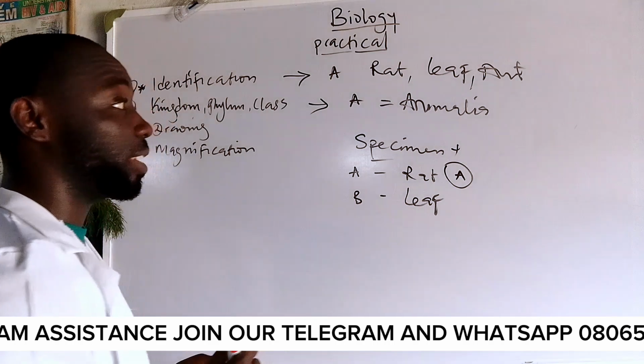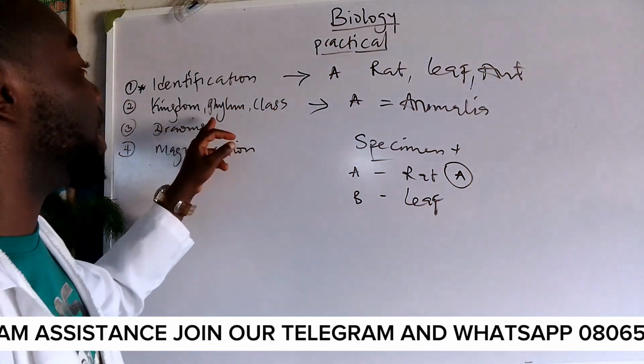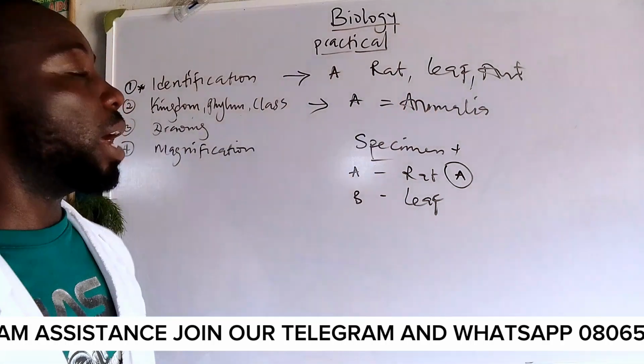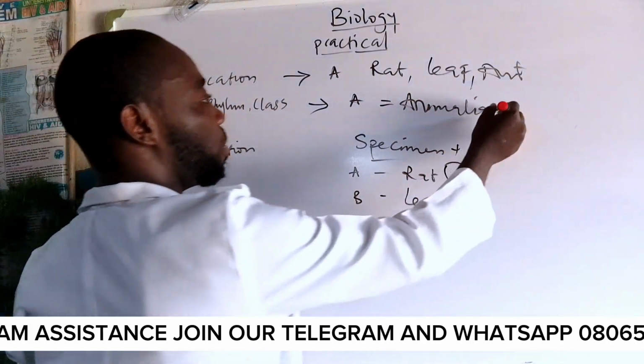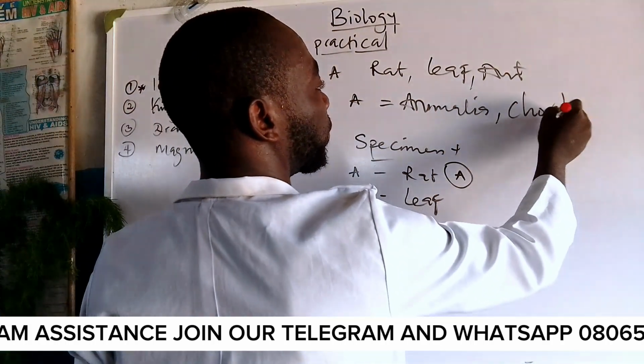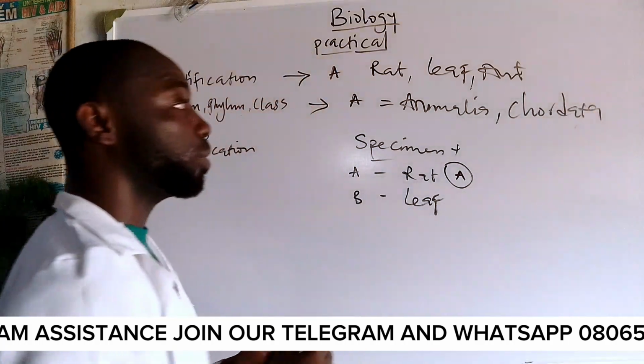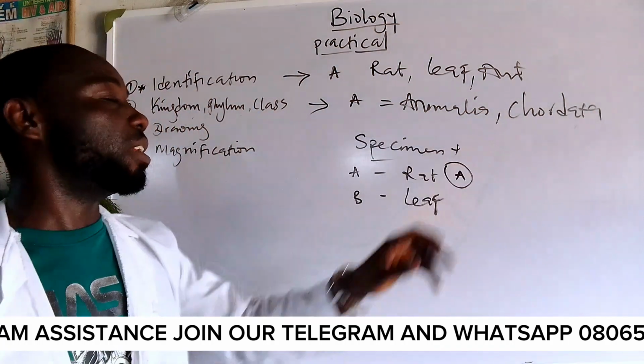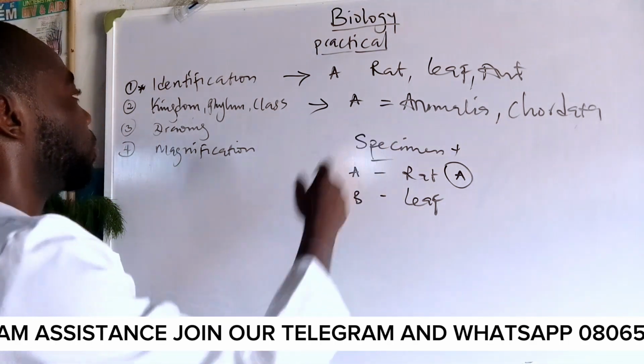Animalia kingdom, that is the kingdom. Now still on that, you may be asked to state the phylum of rats. And we all know that the phylum of rats is Chordata. So all you need to do, without wasting time, is go to the space provided for you and write Chordata.